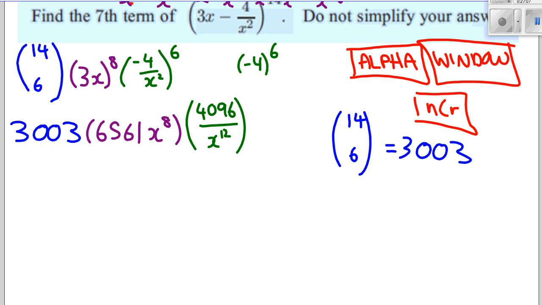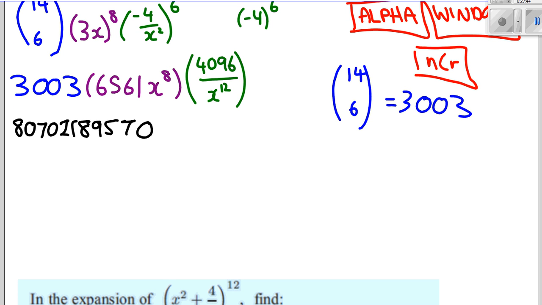Now, we're going to have a big, horrible number as our coefficient. That blue one times the purple one times 4096. Oh, I got an E plus number. Yeah, that's close, 80 something. 8.07021857 E plus 10. Yeah, so the board's funny. 80702189570. I didn't get that.